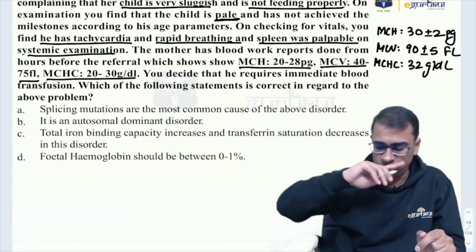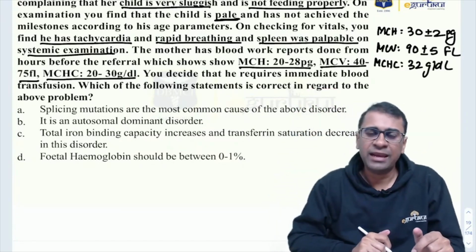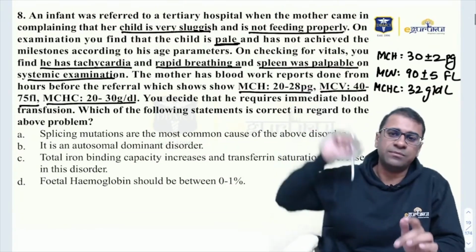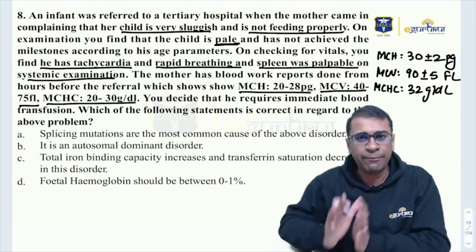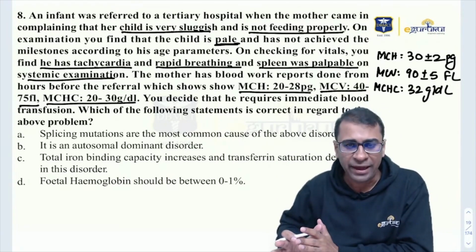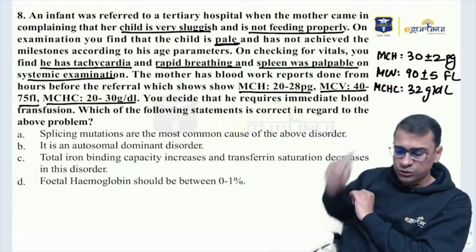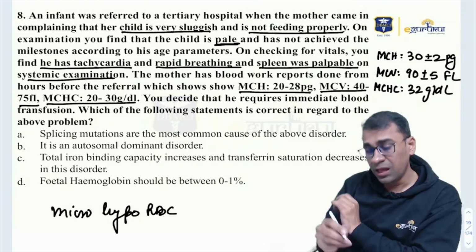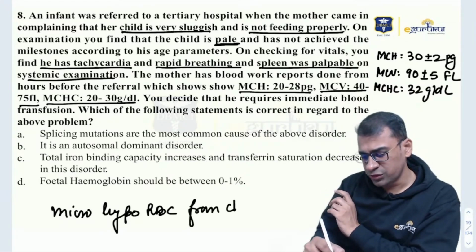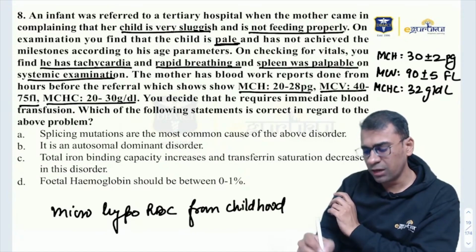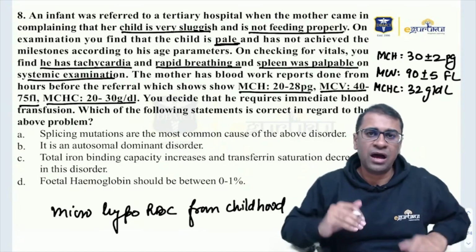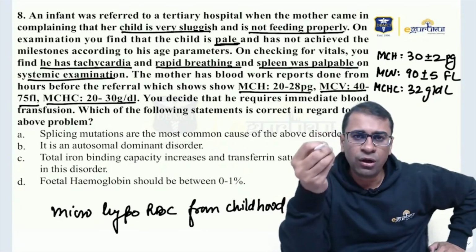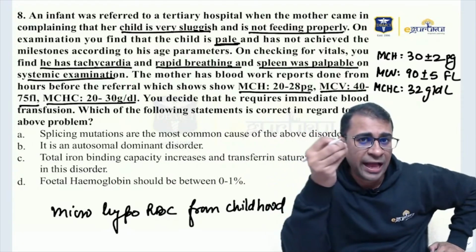It has decreased also. So this surely is a case of anemia, a microcytic hypochromic anemia that is occurring right from infancy. Why microcytic? Look at the MCV. So it becomes a case of microcytic hypochromic RBC right from childhood. Now you have to think about the causes of microcytic hypochromic RBC. What are the 4 causes you already know? Iron deficiency anemia, anemia of chronic disease, sideroblastic anemia, and thalassemia.